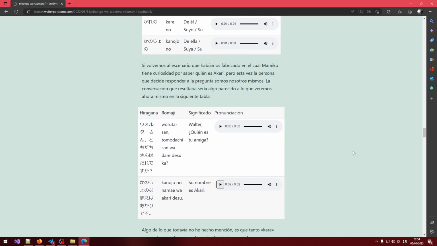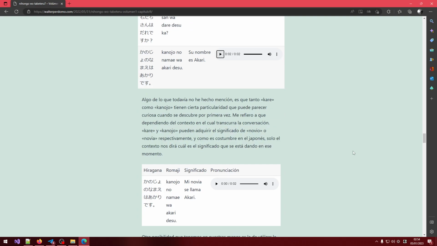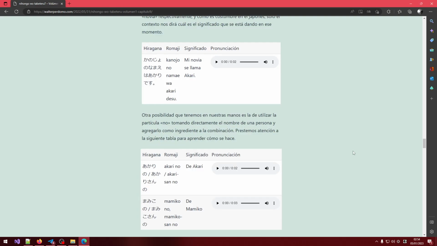Very simple. Now, of course, like I said, 彼女 could also be translated as girlfriend. So be careful. Maybe you will understand my mistake: like my girlfriend's name is Akari instead of her name is Akari. But like I said, usually the context will help you to understand which meaning you have to use.